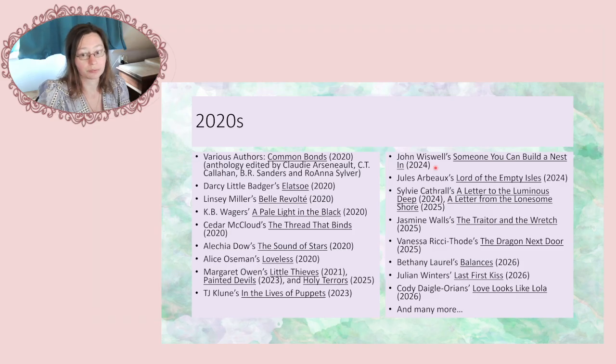Every Heart a Doorway, which was from 2016, for example, got every single major science fiction and fantasy award you could get. And we don't really see that again until Someone You Can Build a Nest In by John Wiswell, who also has a new Aspec book, or a book with Aspec characters, coming out this year. We have Margaret Owen's Little Thieves, Painted Devils, Holy Terrors, which is also up for a major award this year. And things go on like that. So it goes up and down. And the one thing to point out is Cody Digel Orience's Love Looks Like Lola. This is the very first Aspec picture book that we have.